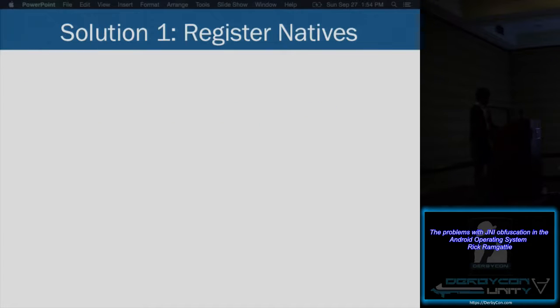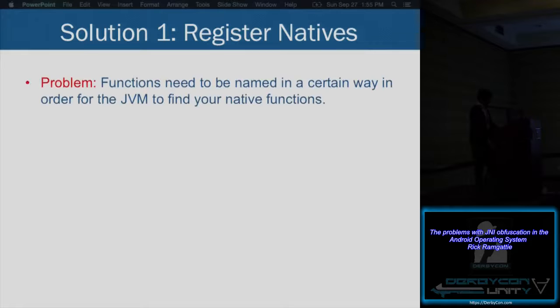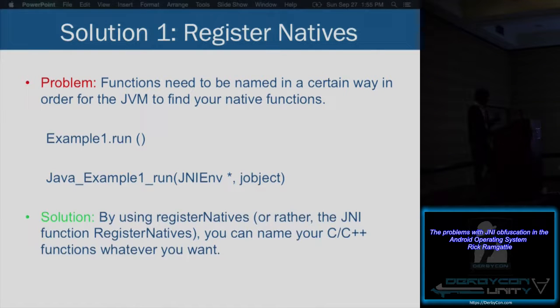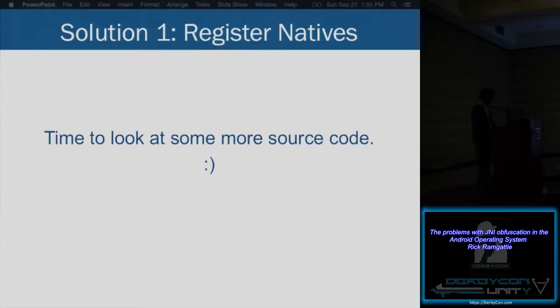The first solution is using something called RegisterNatives. The problem that we're facing is that functions need to be named in a certain way in order for the JVM to find the native implementation. Like I said, example1.run will be Java_example1_run. The solution is that you can use RegisterNatives, so that whenever your C and C++ implementations have to be called, the JVM can find a pointer to them. So instead of the JVM having to locate the implementations of the native functions by the exact name, you can pass function pointers along to find them. Alright, time to look at some more source code.